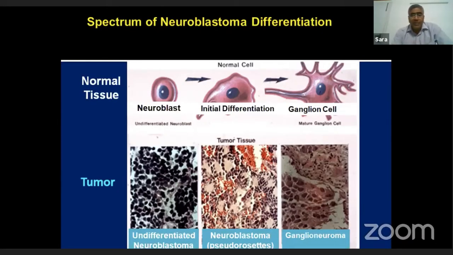Then if it differentiates a little bit, it could show pseudo-rosette formation in the histopathology. And this is a classical neuroblastoma where you don't have doubt, and it may be synaptophysin positive on immunohistochemistry and NSE positive as well. So here you don't have a lot of difficulty in diagnosing on histopathology. Pseudo-rosette is like a whorl formation without a vessel in the center. When you have a vessel, it is a true rosette. Then as it differentiates further, it may look like ganglionic cells, and that tumor is called ganglioneuroma. Or if there are still some elements of neuroblastoma, then it can be ganglioneuroblastoma.